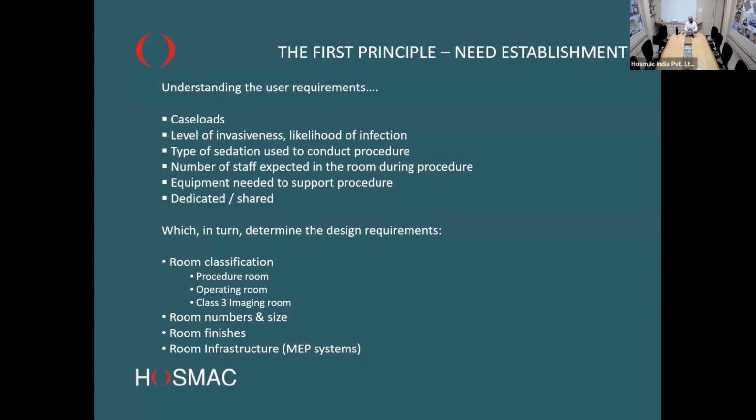And the third element that you see on the screen is a class 3 imaging room, which is also to say that you're looking at intraoperative surgeries. You are bringing imaging into the operating rooms, and that's how it gets classified. Now, depending on what kind of work you're going to do, what kind of imaging equipment you're going to use, what kind of people you're going to use, you determine the size of the operating room.